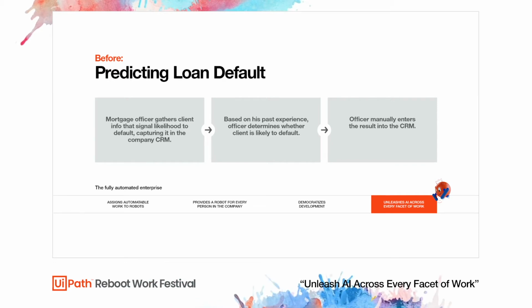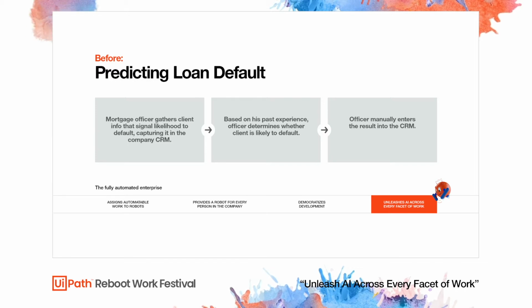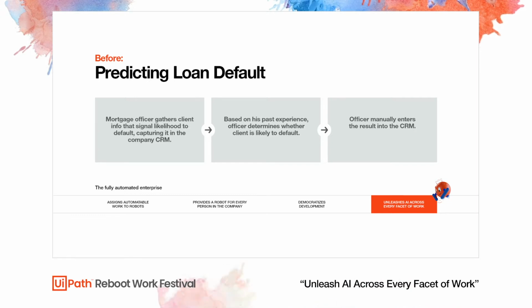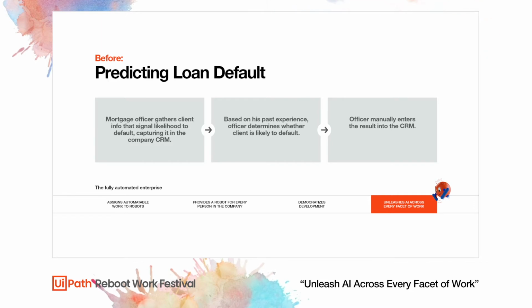When it comes to evaluating a loan applicant, accurate prediction of whether a client will default on their loan is critical. Normally, a mortgage officer asks for information from their client to help understand their current situation. Things like debt-to-income ratio, credit score, and length of employment. Based on his past experience and historical data, he determines if they're likely to default and enters that prediction back into the CRM. Let's start there and show you how we integrate AI into the workflow. Then I'll show you how AI assists us in building a more resilient automation.